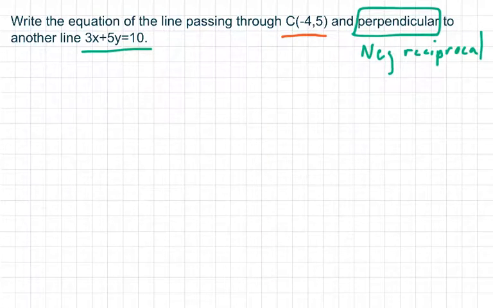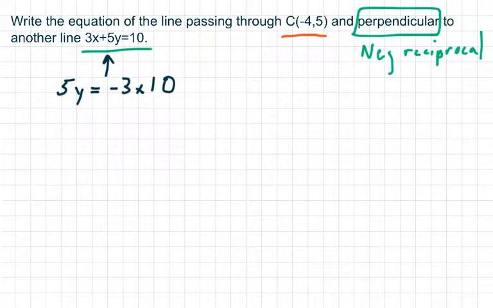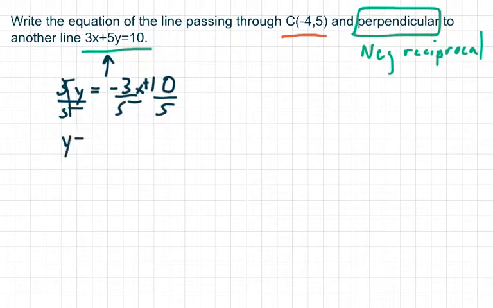Okay, so here we go. We're going to isolate the y in this equation. That way we can find our slope. So if I have 3x plus 5y equals 10, I'm going to minus that 3x over, plus 10. And then I'll divide the 5 out of everything. So I get y equals negative 3/5 x plus 2.